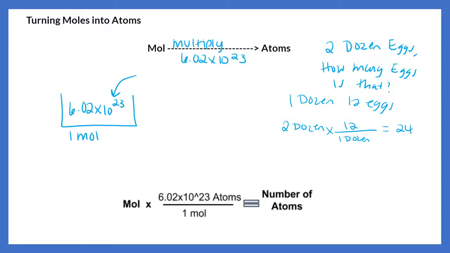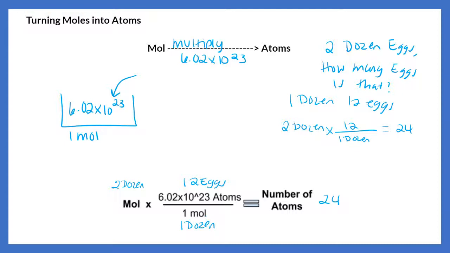So let's look at the equation down here. My moles, like my 2 dozen, my 1 mole, my 1 dozen, and my 6.02 times 10 to the 23rd is my atoms, which is my 12 eggs. So I know that I've got 12 eggs in 1 dozen. I've got 6.02 times 10 to the 23rd atoms in 1 mole. All right, and then as you multiply across, that tells you how many eggs you had or how many atoms you have for that many number of dozen boxes. Okay?